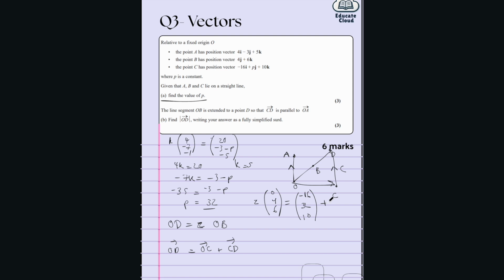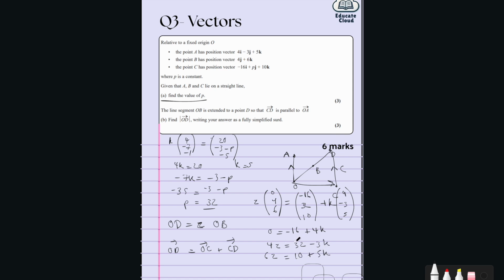And then let's say it's equal to CD, which is some lots of OA. So let's say k lots of OA, which was 4, minus 3, 5. So we can set up equations here. Firstly, we have 0 is equal to minus 16 plus 4k. Secondly, we have 4z is equal to 32 minus 3k. And lastly, we have 6z is equal to 10 plus 5k.